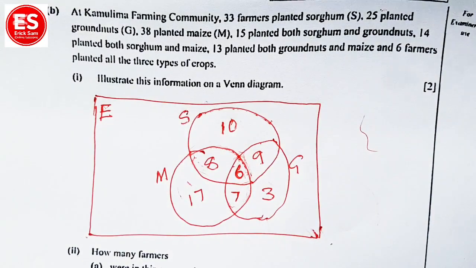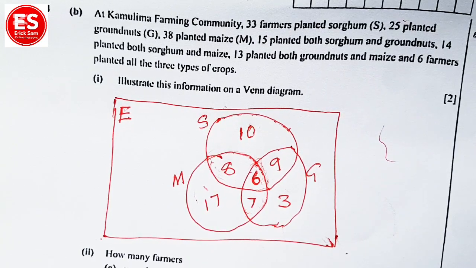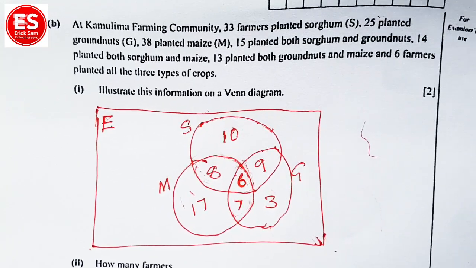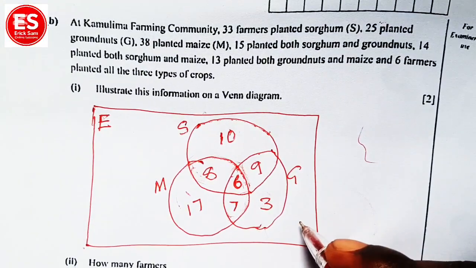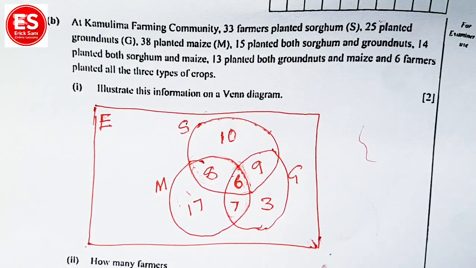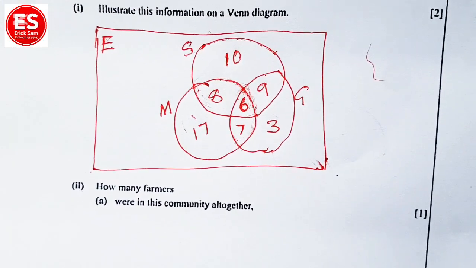All right, okay. Do we have any other information left? Remember, they did not specify that some farmers did not plant anything. If they said some farmers did not plant anything, then we would have written them outside the sets. But this is what we have now. Okay, so we are done illustrating. Now we go to the next question here.